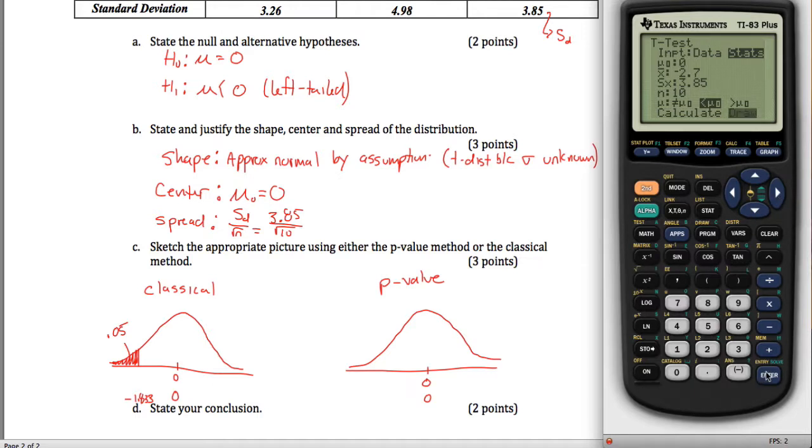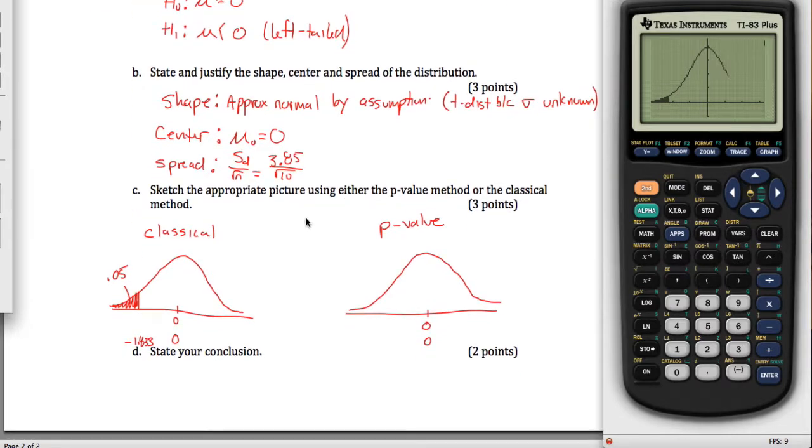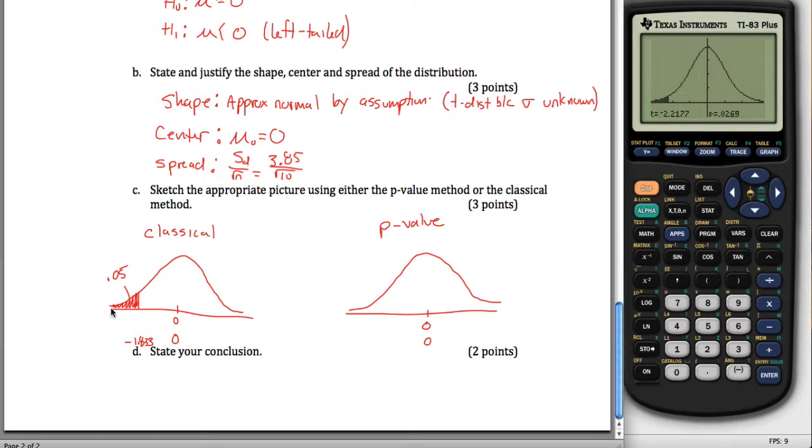You can either calculate or draw the picture. I'm going to draw the picture again, and wait for this thing to draw, even though it's kind of slow and I'm kind of hungry. When this finishes drawing, it will give me the test statistic down here. It says t equals negative 2.2 something. So this isn't exactly to scale, but somewhere out here I got negative 2.2. That's my test statistic.